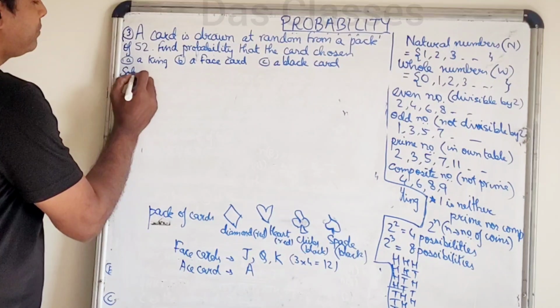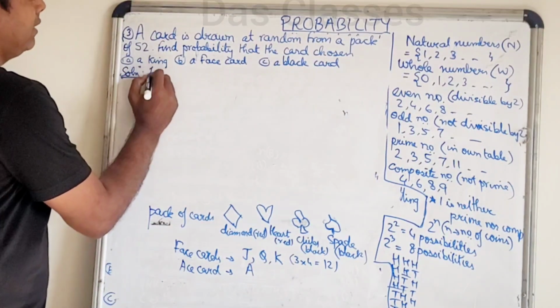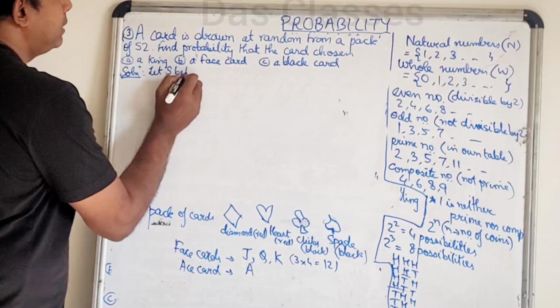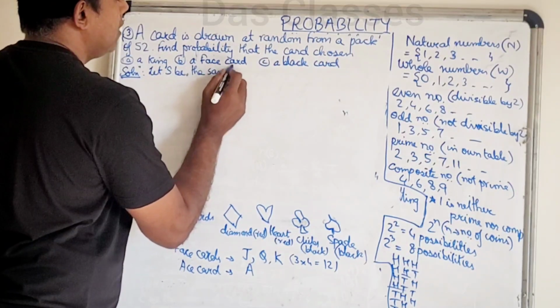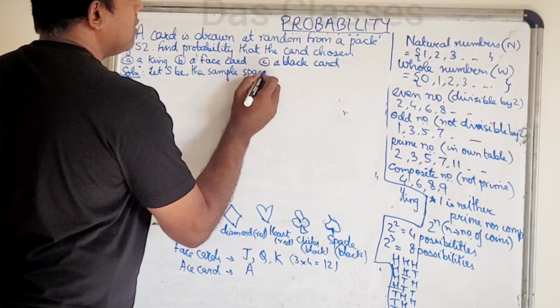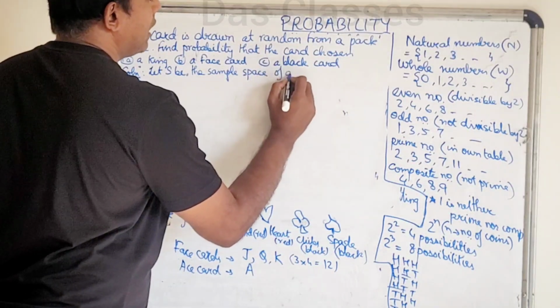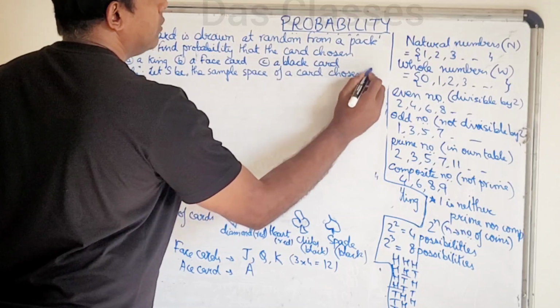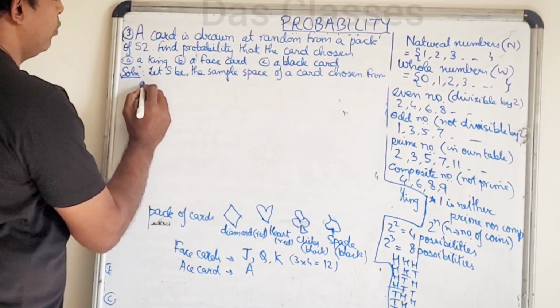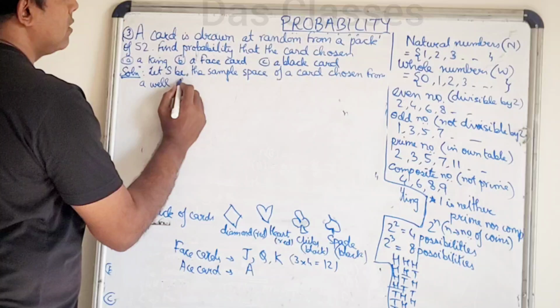Solution: let S be the sample space of a card chosen from a well shuffled pack.